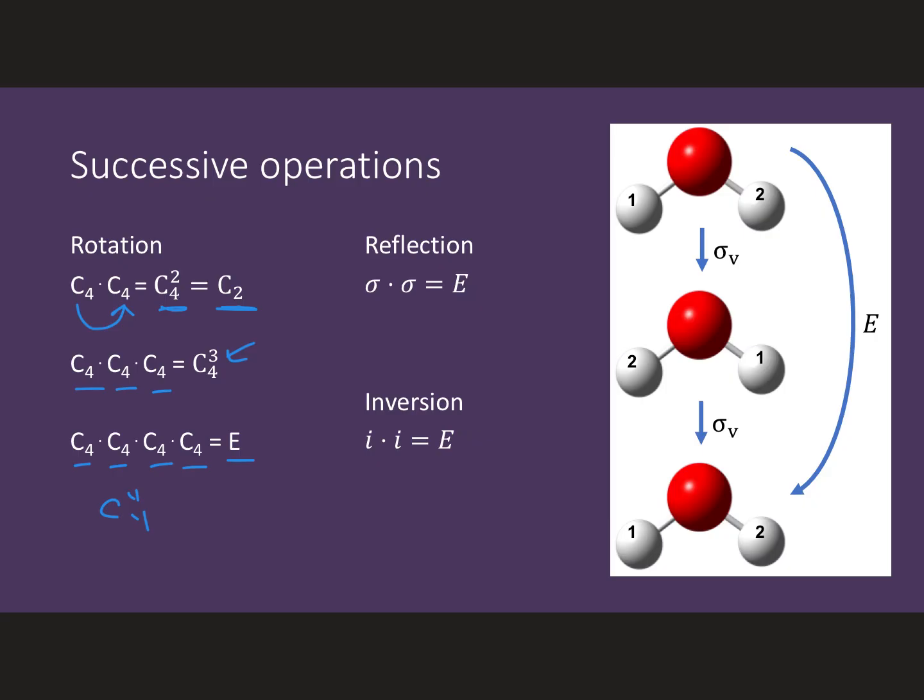It's the identity element. We can do the same thing with a reflection. If I do a reflection followed by another reflection of the same plane, I come back to identity. And we're going to see that inversion has that same characteristic as reflection. If we do it twice, it undoes itself. So successive operations is an important part of what we're going to be doing here to understand improper rotations.